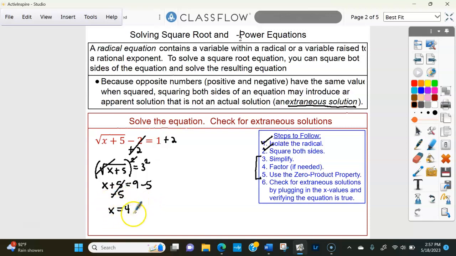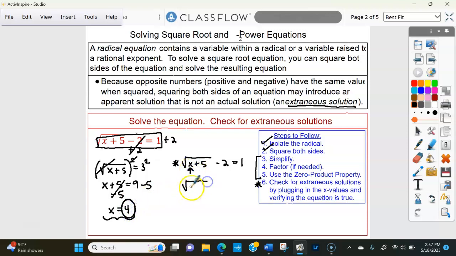Before I can confidently say that this is a solution, we will need to do step 6, which is check for extraneous solutions. And how we check is by plugging in the x value and verifying that the equation is true. Meaning I'm going to take this x and I'm going to plug it into my original equation. So I'm just going to rewrite it here so that we don't have all that stuff written on it. The original equation was the square root of x plus 5 minus 2 equals 1. So I'm going to take my x value and plug it in.